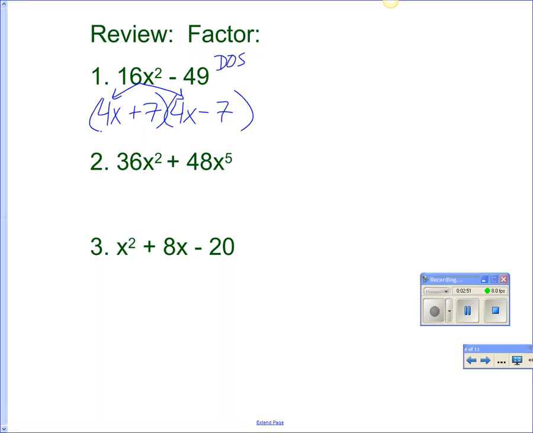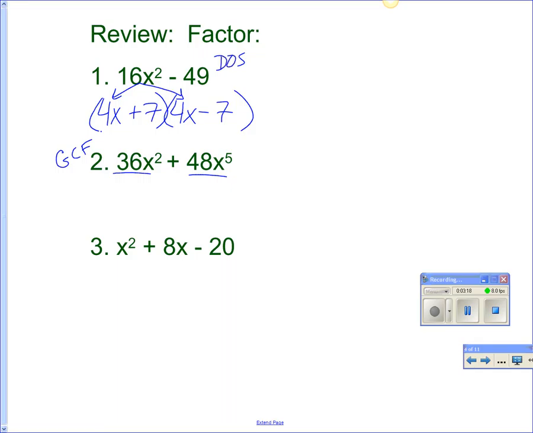All right, number 2. Daniel, how many parts does it have? It has 2. Can this one be difference of squares? No, difference has to have a minus. Does this have a minus? No, so it's not difference of squares. It has 2 parts, so it can't be trinomial. So the only thing left is what? Good, greatest common factor, okay?